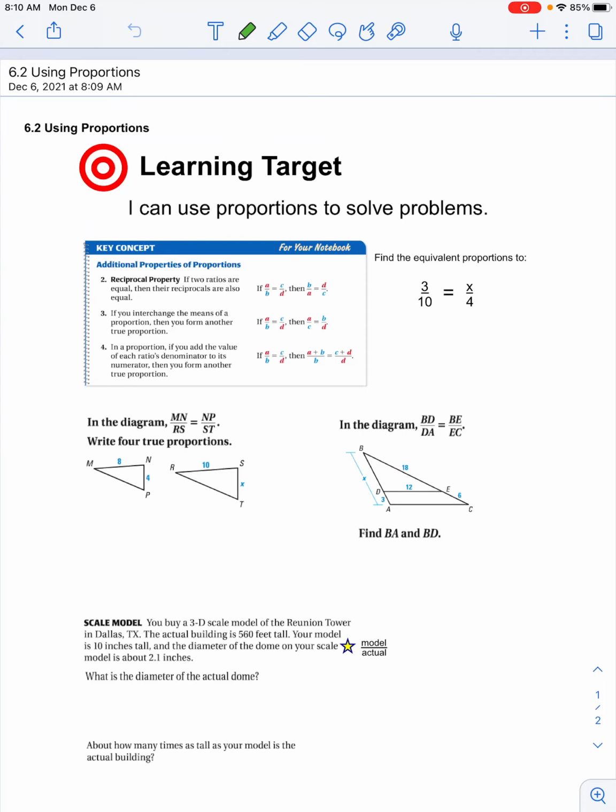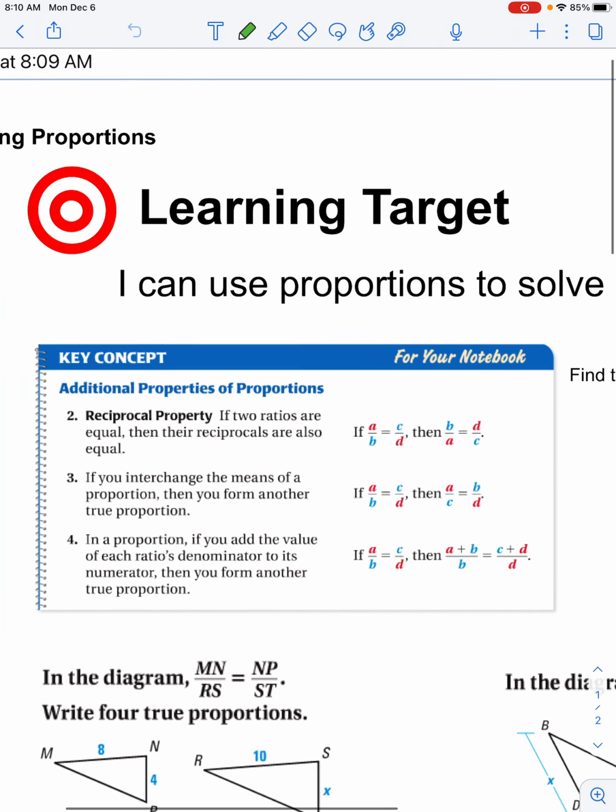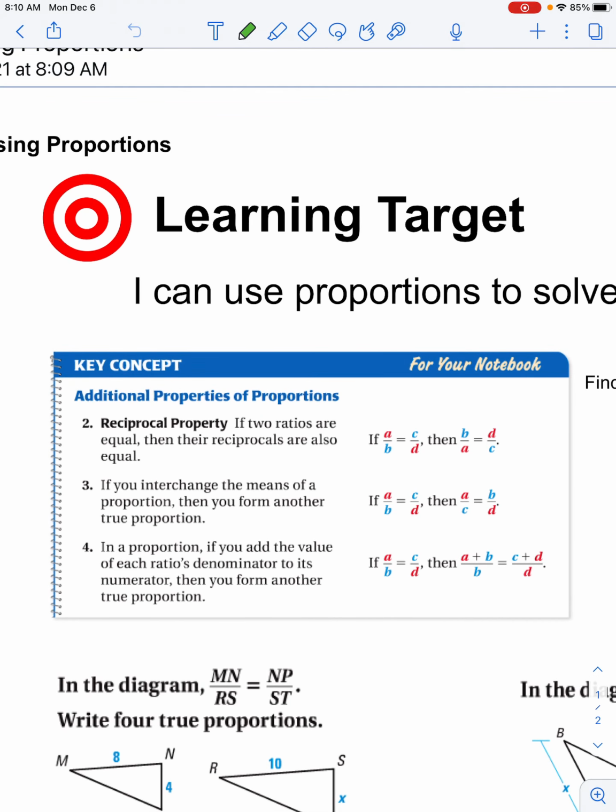Lesson 2, Unit 6, using proportions to solve problems. Make sure you write some of these examples down.